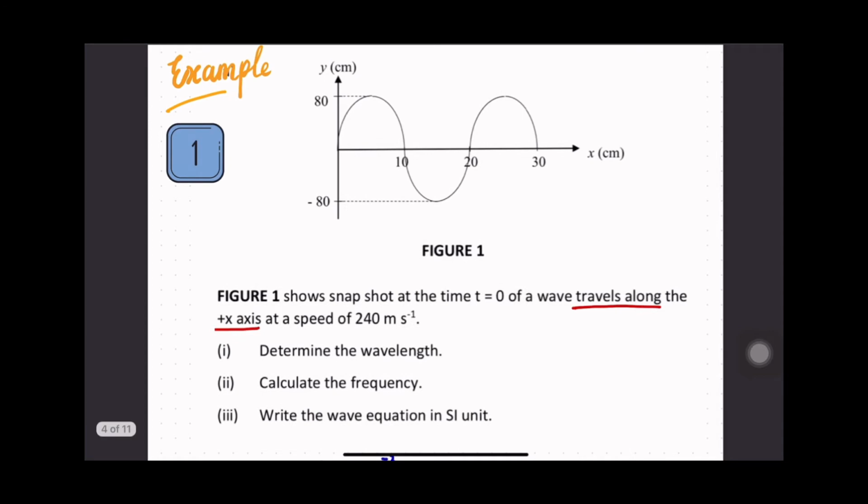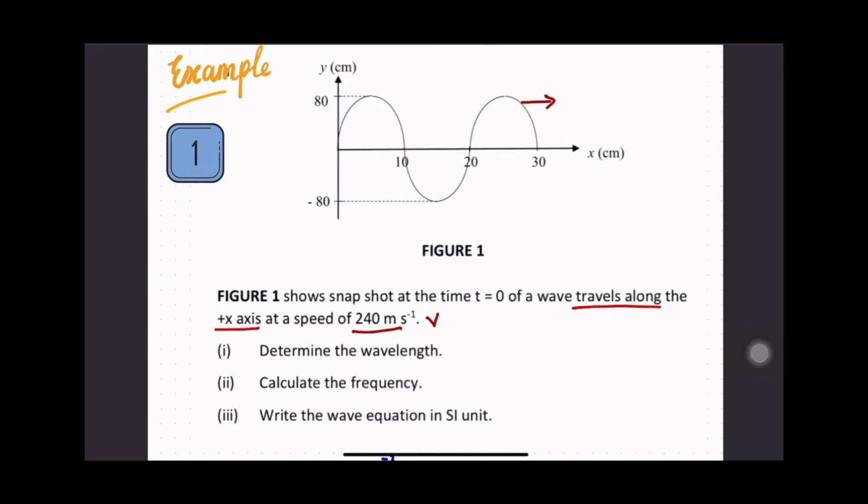You can see that the figure shows the snapshot at time t0 of a wave travelling along the x-axis at the speed of 240 meter per second. So this is the value of V, and it travels along the positive x-axis, which means the wave is travelling to the right. Okay, so determine the wavelength.